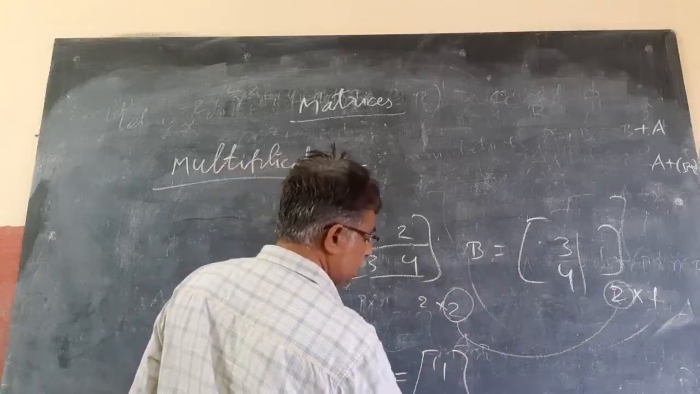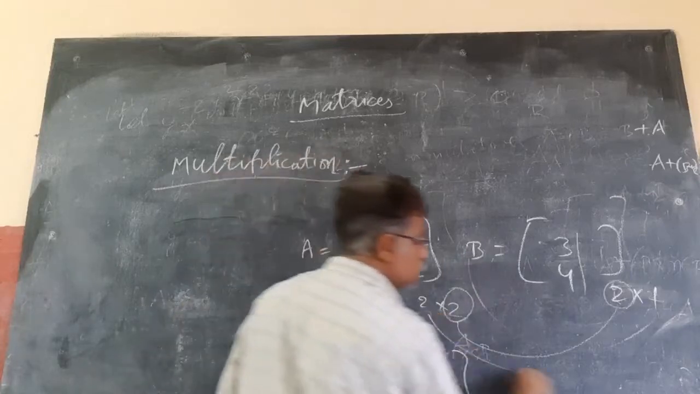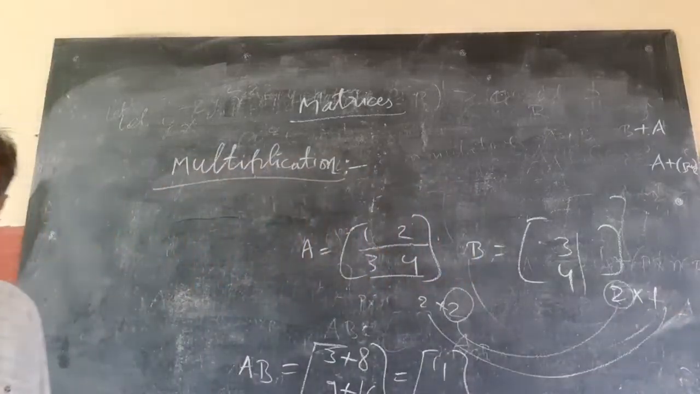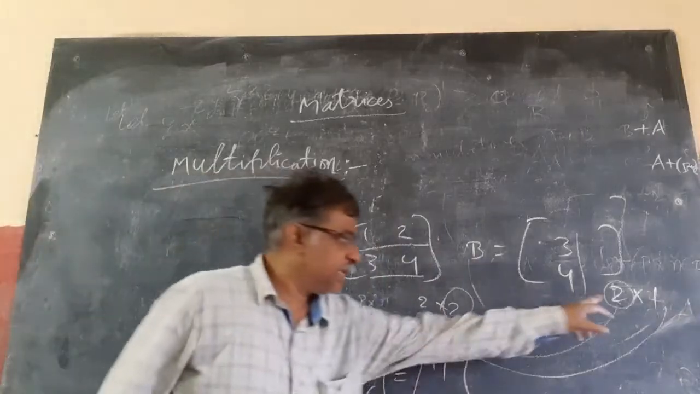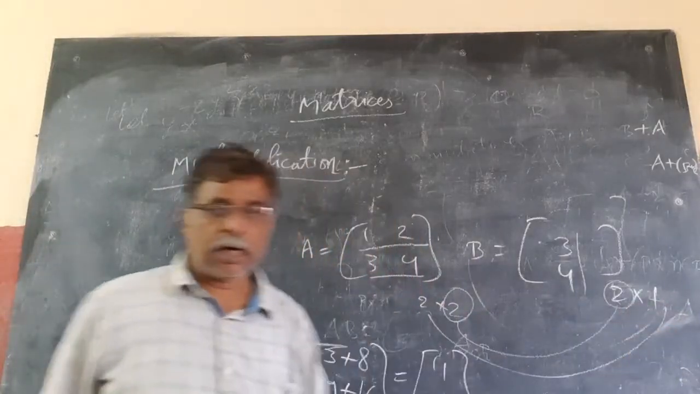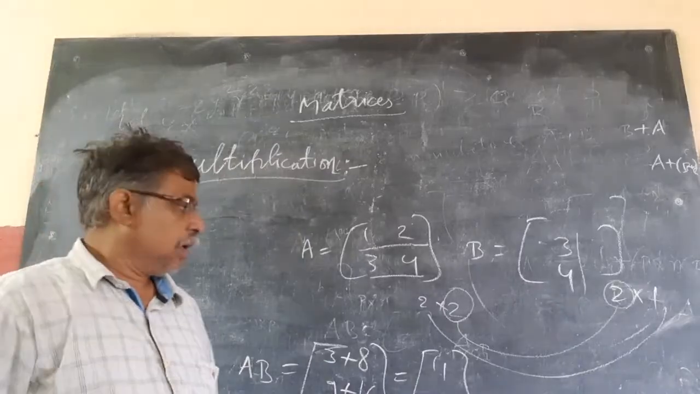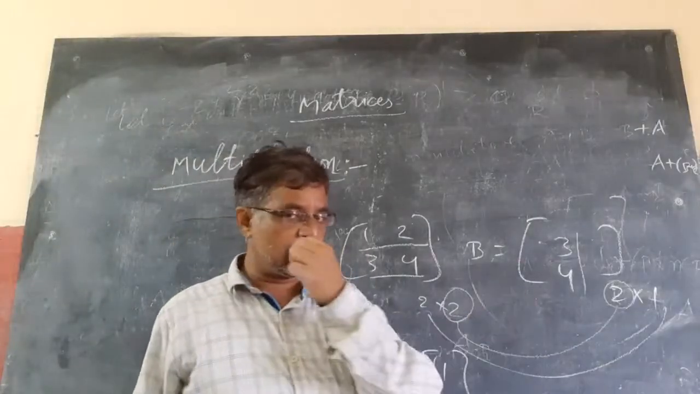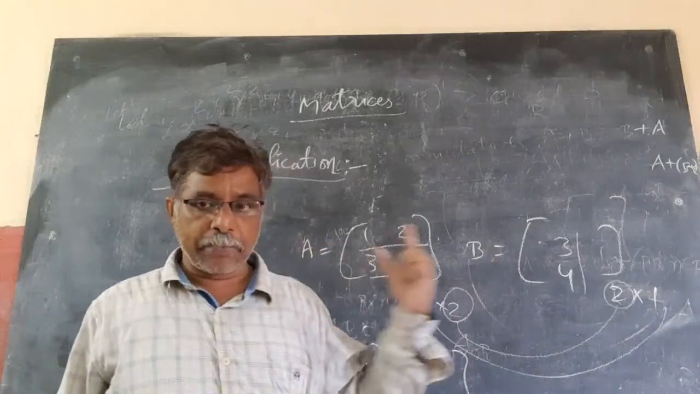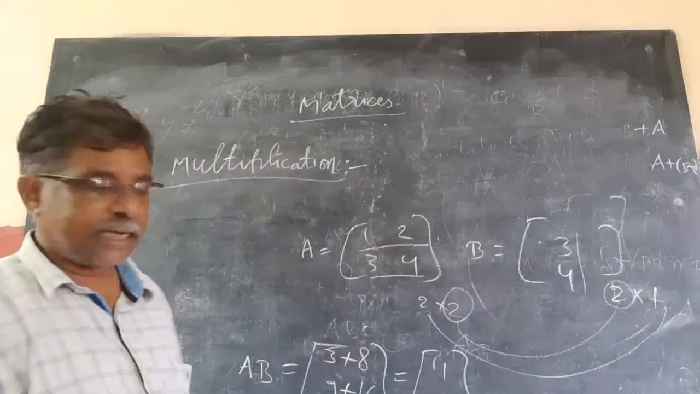So what is the order of this? 2 by 1. So the resultant order is m by n. I told you, if it is m by p and p by n, these two must be equal and the resultant is this always. That's why multiplication is possible only if the number of columns in the first matrix equals the number of rows in the second matrix.